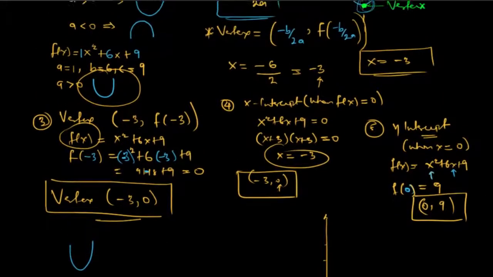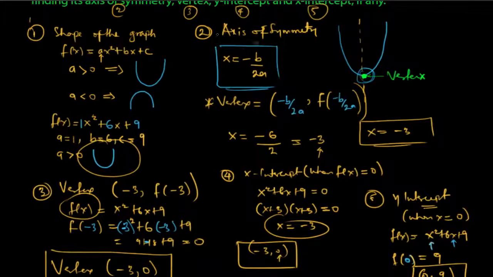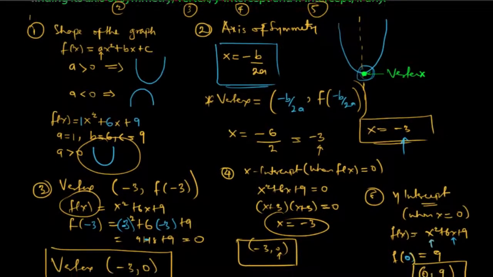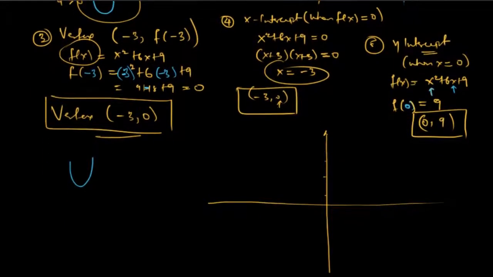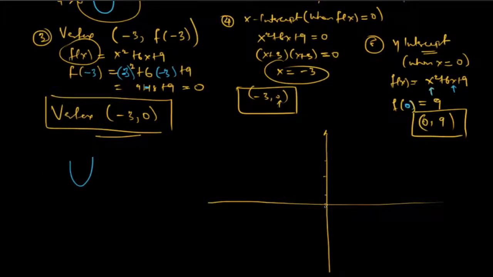And the next thing I want to check is the axis of symmetry. The axis of symmetry is x equals -3. That's the axis of symmetry. So if this is point 0, this is -1, -2, let's assume -3 is here. So x equals -3 is a straight line, this straight line here. So this is x equals -3. Now I've gotten my axis of symmetry.